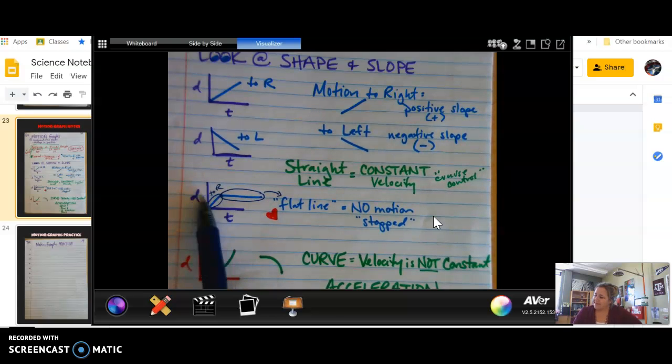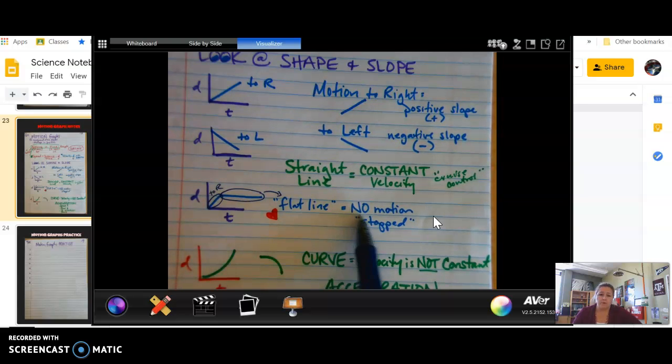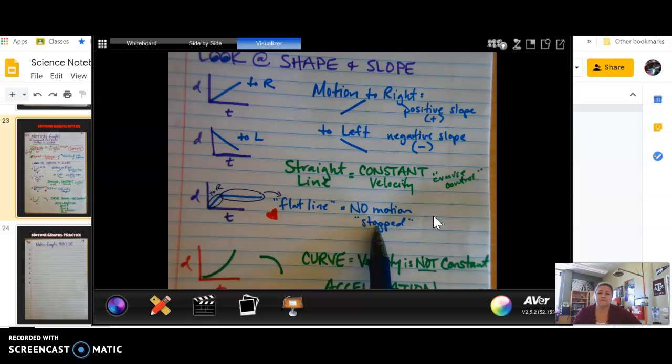It is still a constant velocity. But this flat line means the distance has not changed. Right? So that means that there's no motion, the object has stopped. So he's still constant in his velocity, but his velocity is 0.